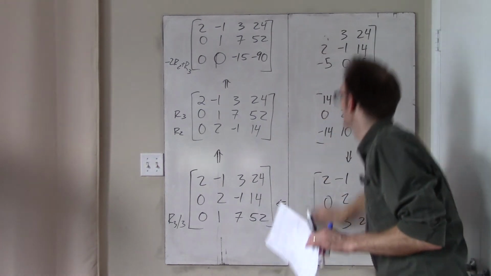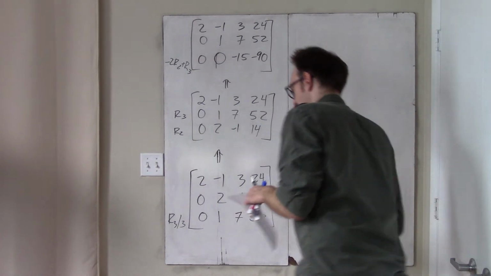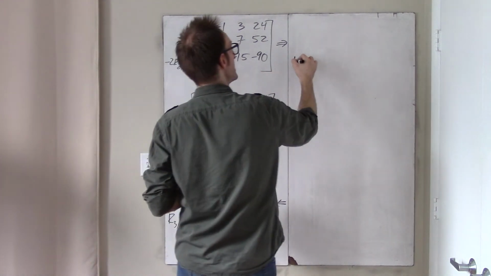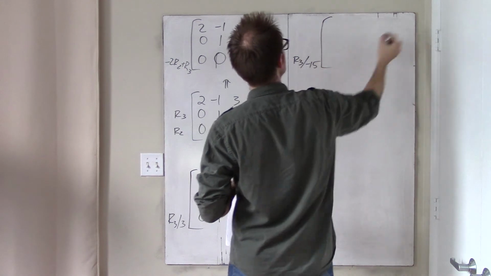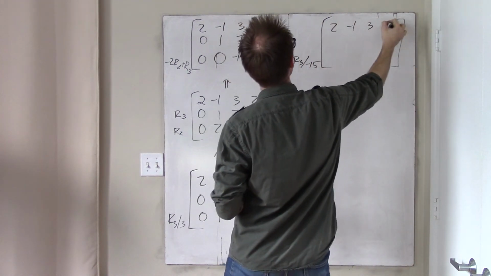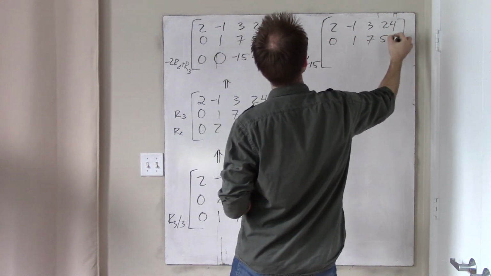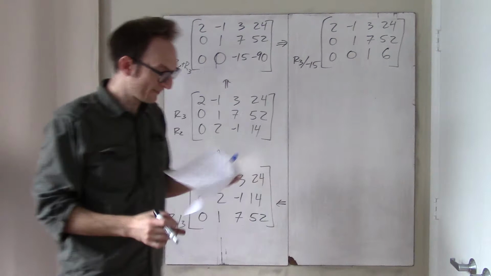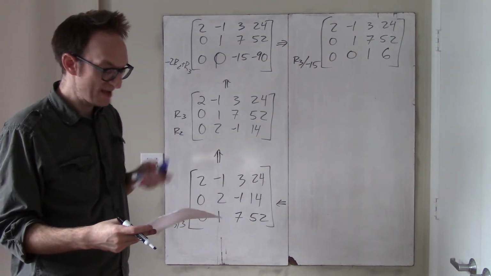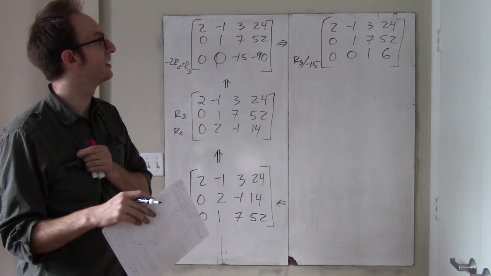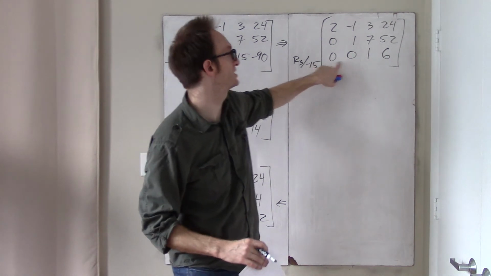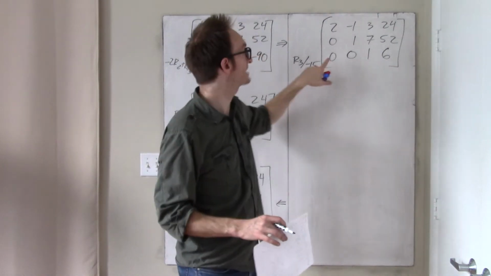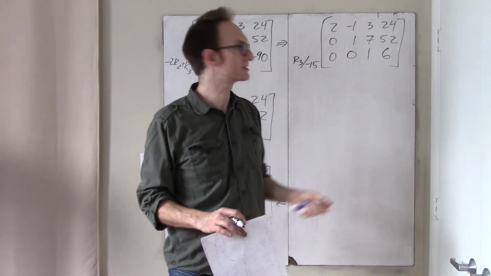And now I'm done with Gaussian elimination, you might think, because the last thing I maybe want to do is divide through here by negative 15. So if I divide row 3 through by negative 15, then I get 2, negative 1, 3, 24, 0, 1, 7, 52, and this becomes 0, 0, 1, 6. Looking good. You can interpret that third line as saying 0x plus 0y plus 1z equals 6. In other words, this entire final row really just says z equals 6. And therefore, I'm just done.